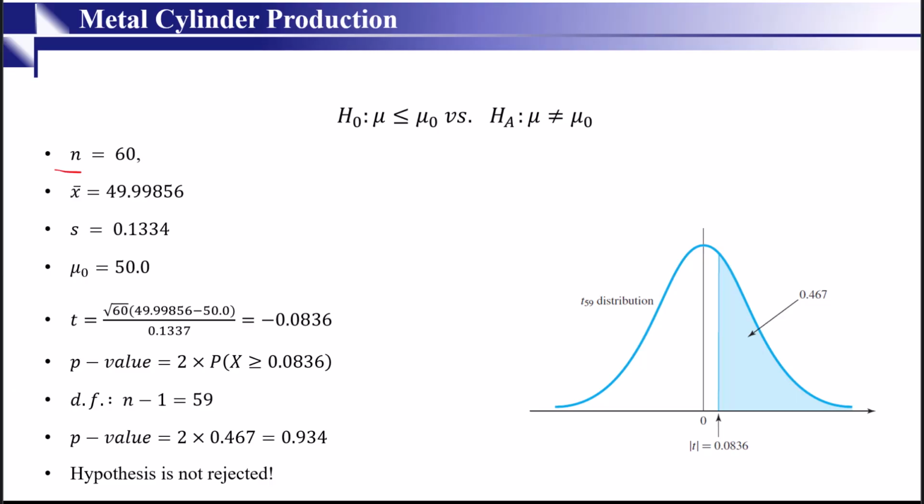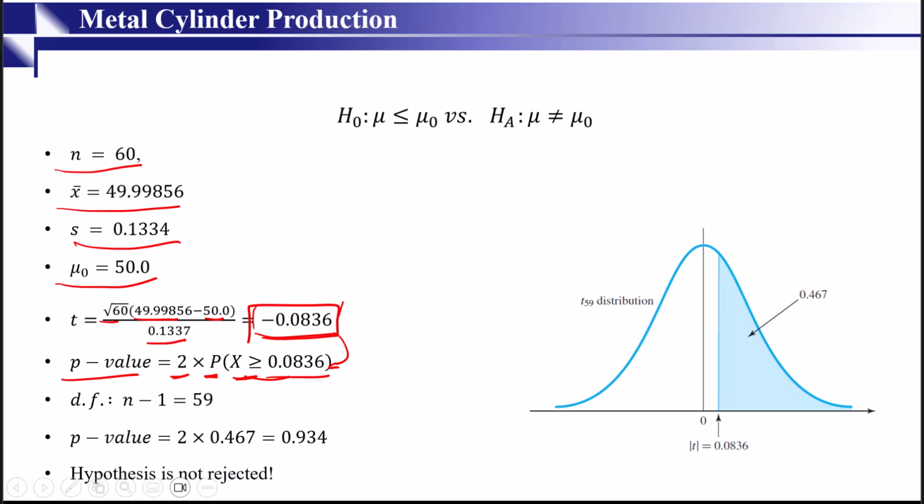We know that n is equal to 60, the average is 49.99, and the standard deviation is 0.1334, so that mu 0 is equal to 50. We can find the t statistic as root n, sample mean minus mu 0, divided by standard deviation, as this value. This is the t. Because it is a two-sided problem, the p-value is equal to 2 multiplied by the probability of X greater than the absolute value of this one. So we found that t is equal to this value and the p-value is here.